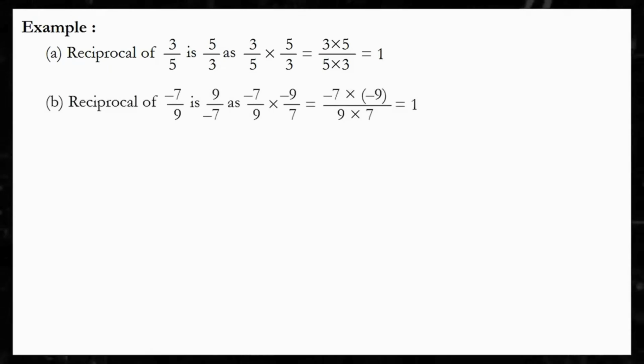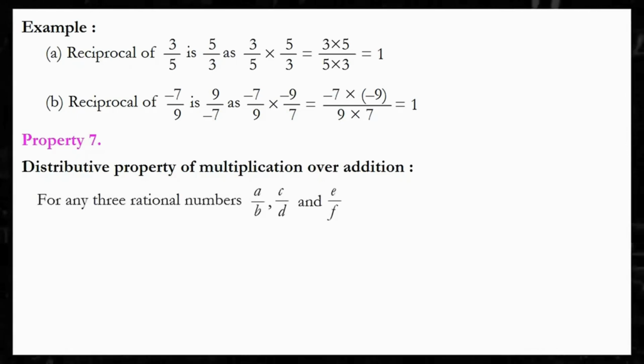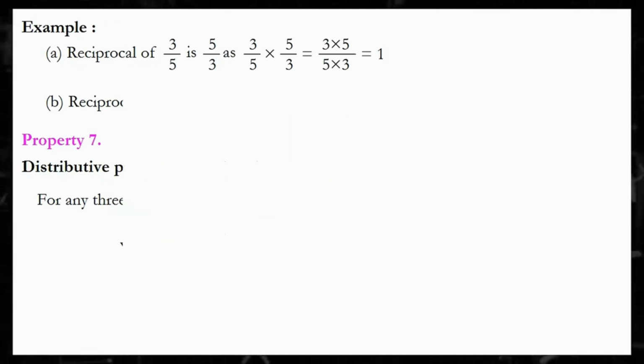B. Reciprocal of minus 7 by 9 is 9 by minus 7, as minus 7 by 9 multiplied by 9 by minus 7 is equal to minus 7 multiplied by 9 by 9 multiplied by minus 7, which is equal to 1. Property 7. Distributive property of multiplication over addition. For any three rational numbers a by b, c by d and e by f, we have a by b multiplied by in the bracket c by d plus e by f is equal to a by b multiplied by c by d plus a by b multiplied by e by f.